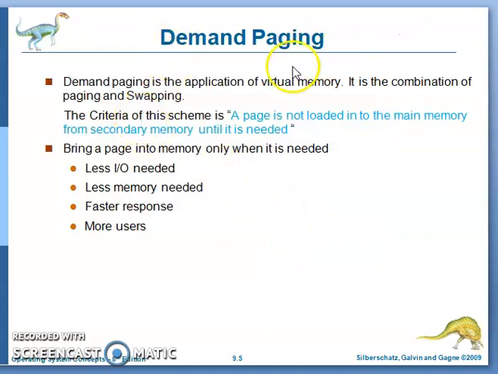Next topic is demand paging. Demand paging is an application of virtual memory. This is one application of virtual memory. It is the combination of paging and swapping. Just a paging and swapping combination.